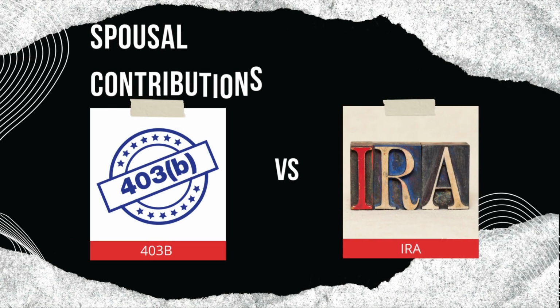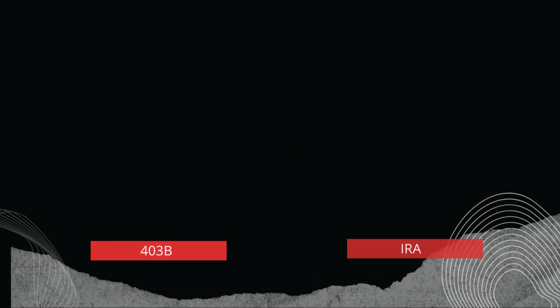Spousal contributions. If you're married and file a joint tax return, you can make contributions to both your 403B and your spouse's 403B as long as you both have earned income. However, spousal contributions to an IRA are limited by the contributing spouse's earned income.